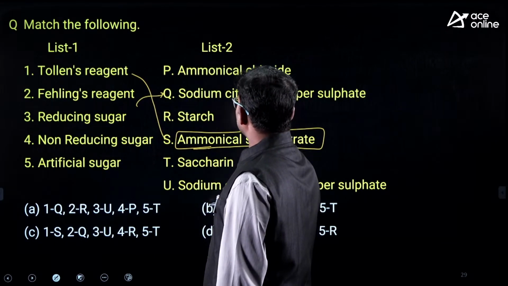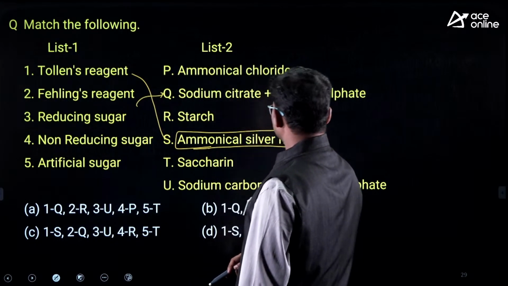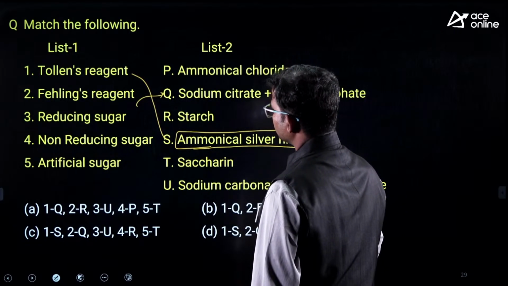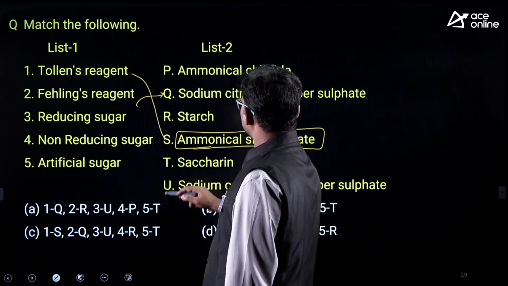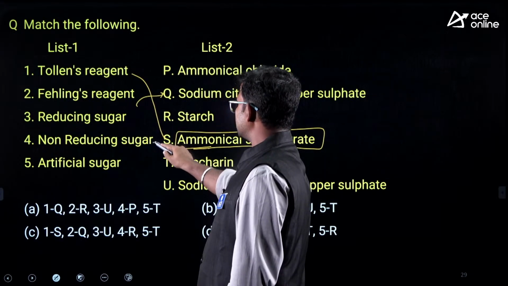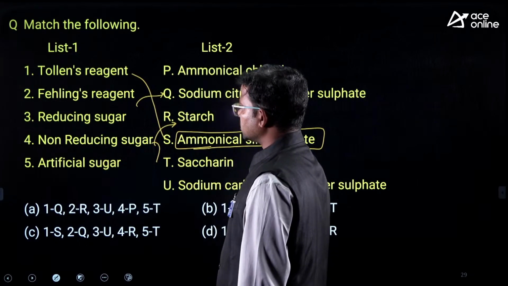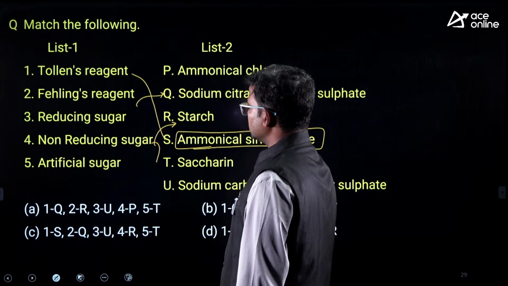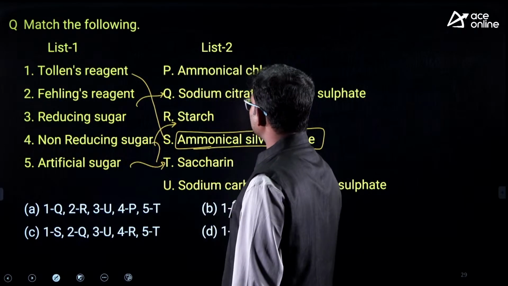Here we have ammoniacal silver nitrate, sodium citrate, reducing sugars, saccharin, starch. Next, non-reducing sugars. Non-reducing sugars do not react with Tollens and Fehling solution. So that's why here it concerns starch. Actually, starch does not give a positive test with Tollens and Fehling solution. Next, artificial sugar, saccharin. Saccharin is treated as an artificial sugar.